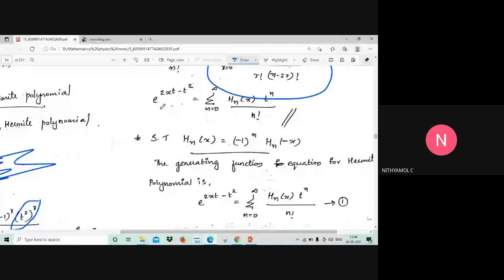So this e raised to 2xt minus t square is the generator of Hermite polynomial. From the generating function, e raised to 2xt minus t square is equal to summation of Hn(x) t raised to n by n factorial.